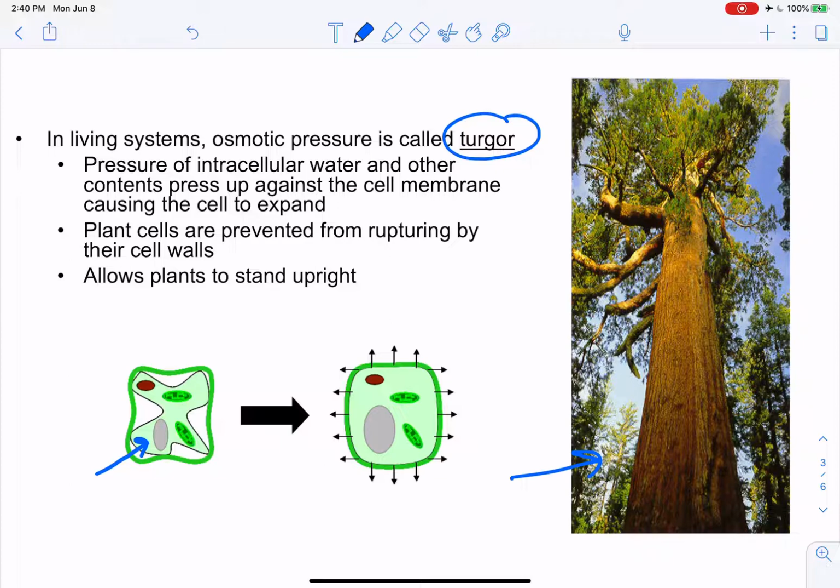And if you think about when you don't water your plants, how they get all droopy, and then you water them and they stand back up, this is what's happening. The water is going into the cell and making the cells all nice and perky again, and then they stand up.